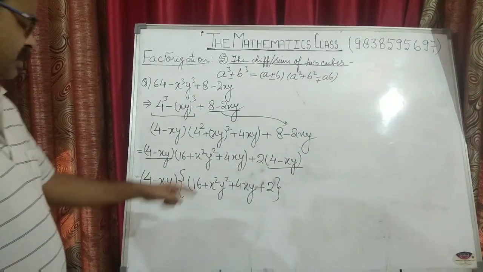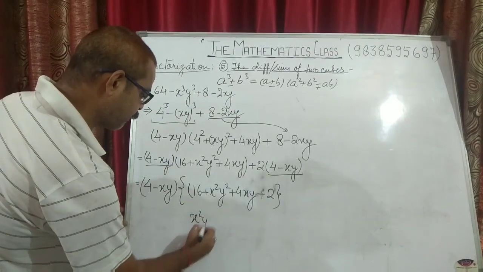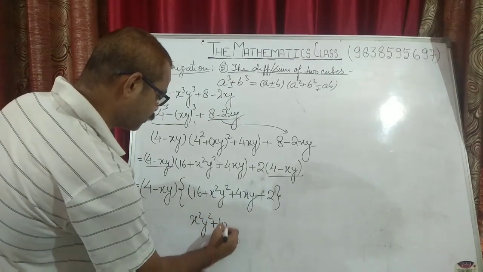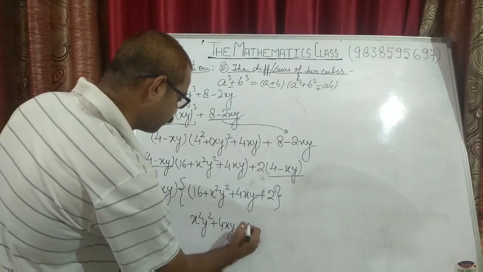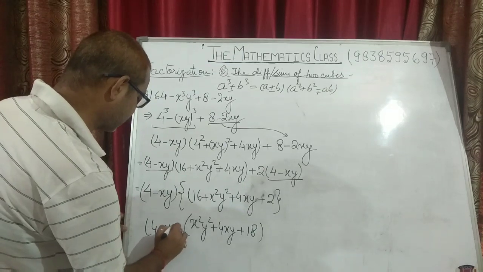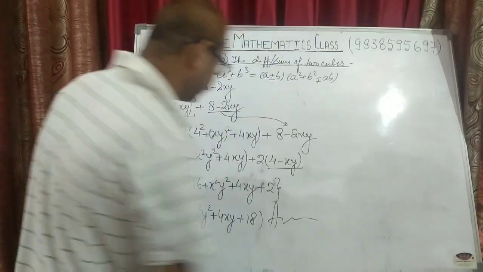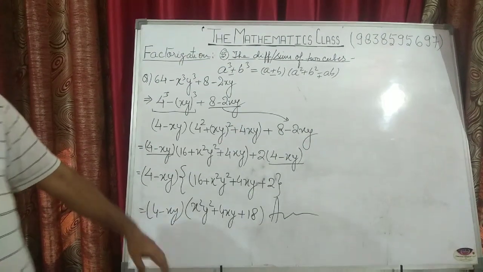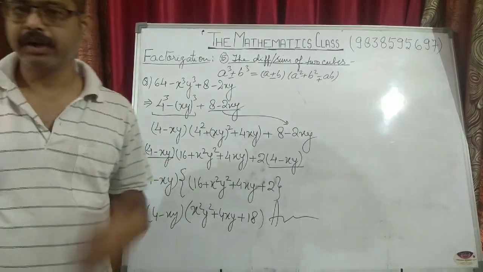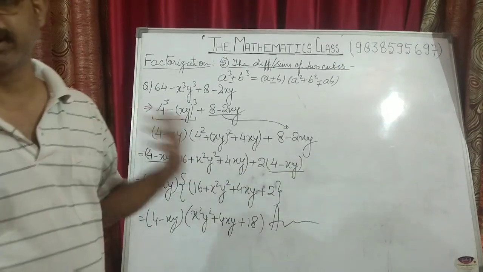Now this can be written as 16 and 2, 18. So x square y square plus 4xy plus 18, and here it is 4 minus xy. So this is the final value of the given expression. Now we will be discussing the last part, that is splitting the middle term.